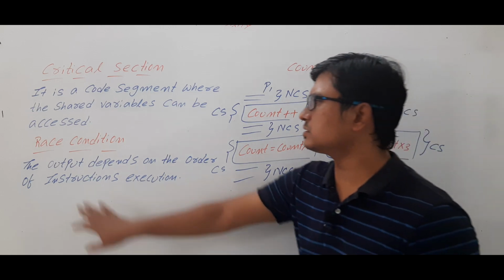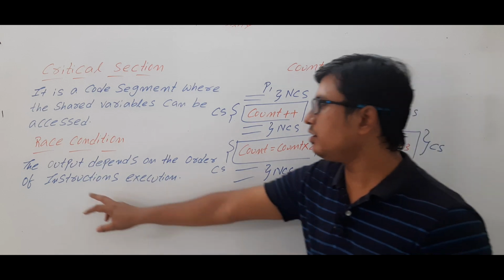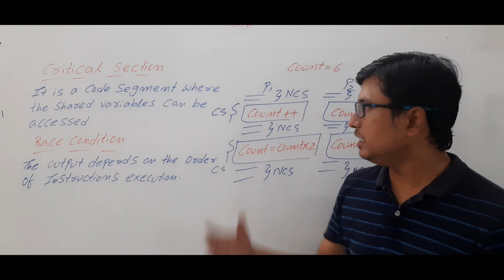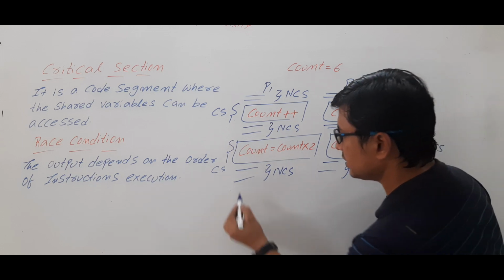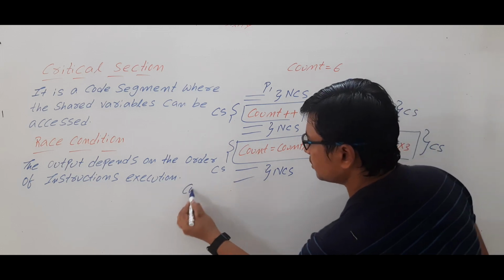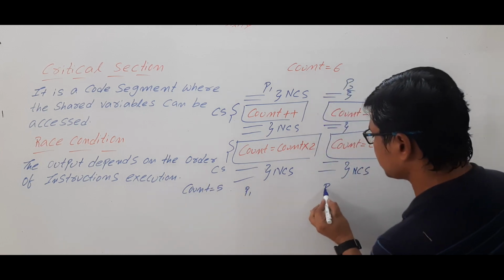Now let me discuss what is a race condition. The output depends on the order of instruction execution. In the last video we have discussed this, let me give an overview about it. Let's take that we have a count variable equal to 5. You have process P1 and process P2.